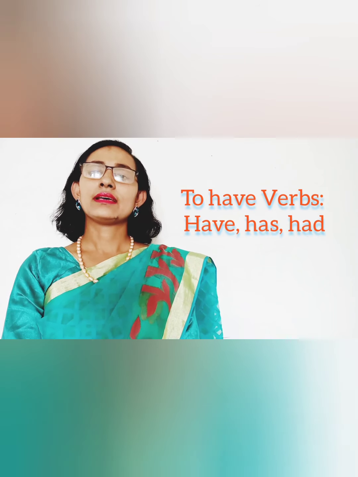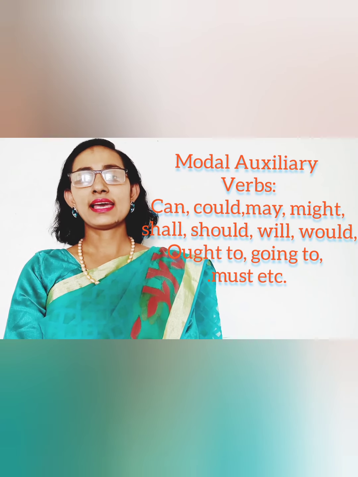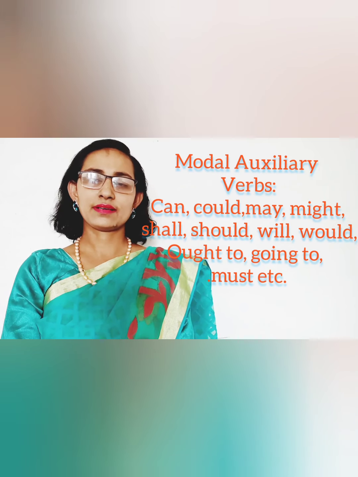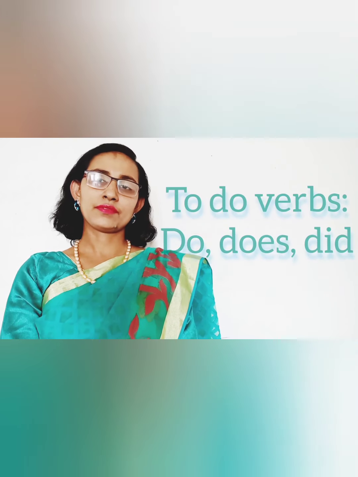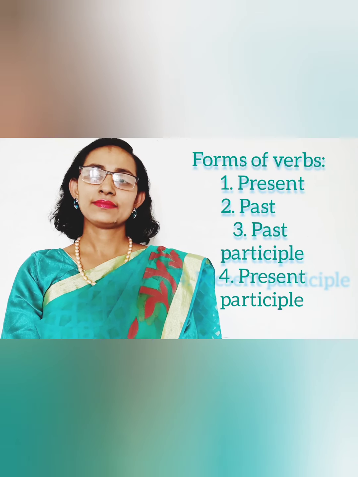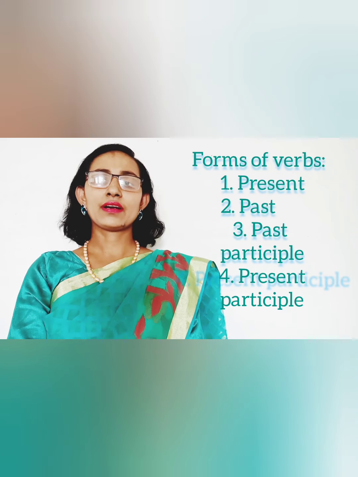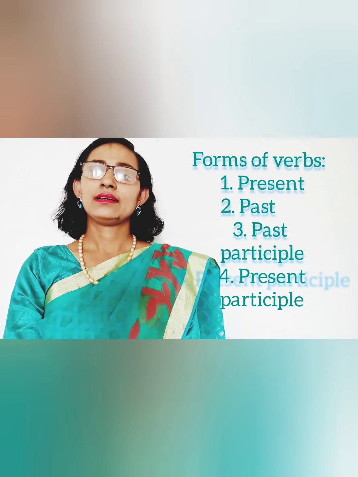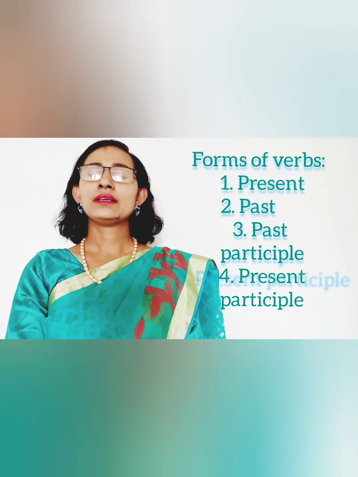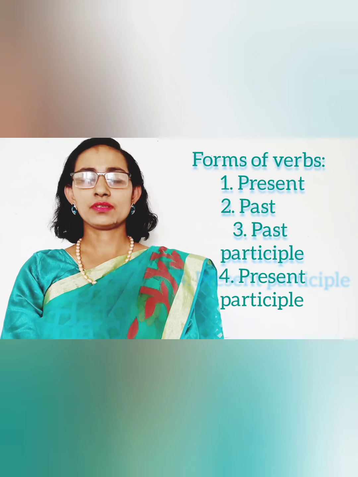And then the modal auxiliary verbs: can, could, may, might, shall, should, will, would, ought to, going to, etc. There are to-do verbs also: do, does, did. And there are some main verbs, and for these main verbs you will get some forms: the present form, past participle form and present participle form also.